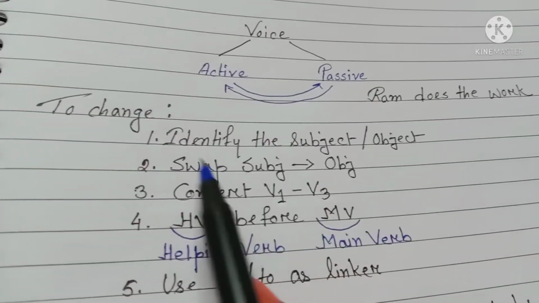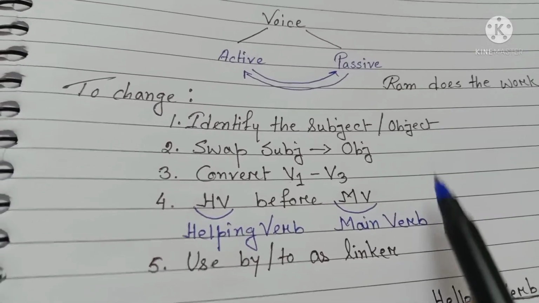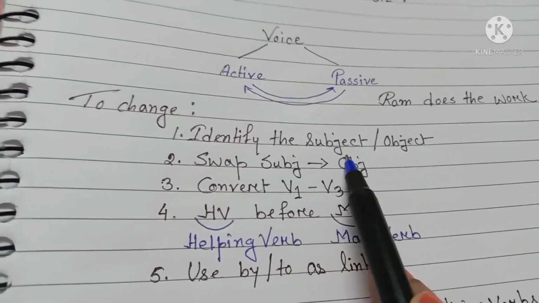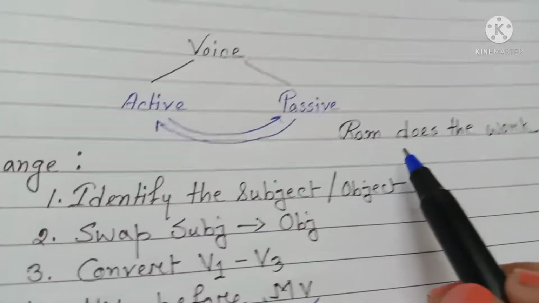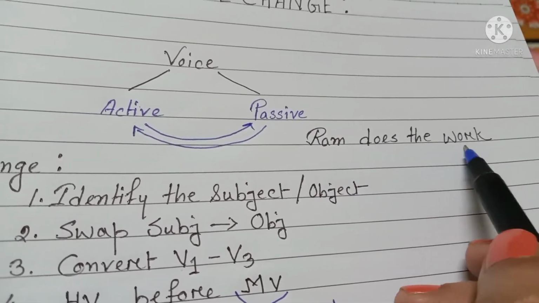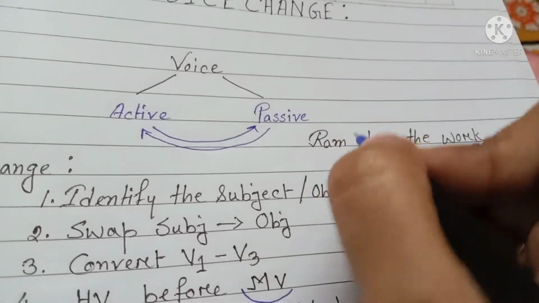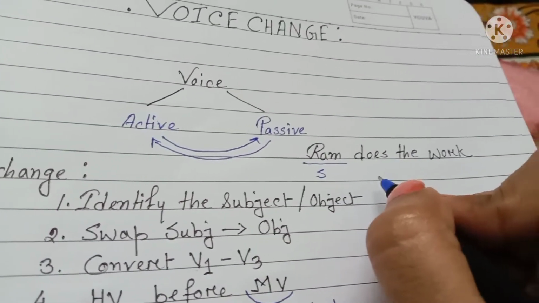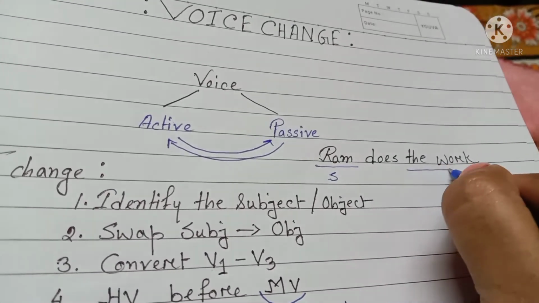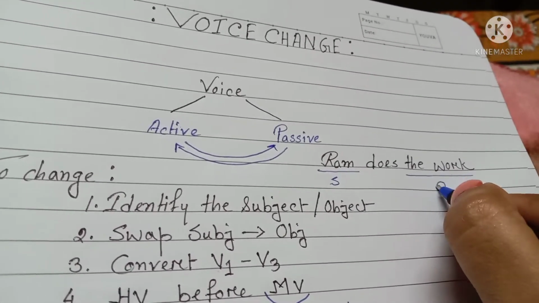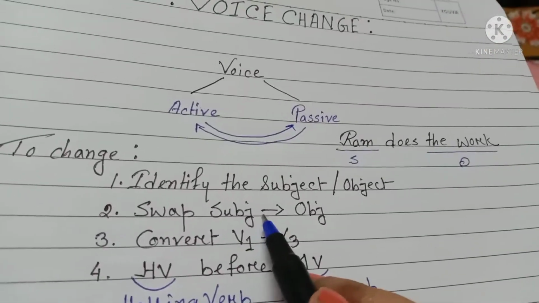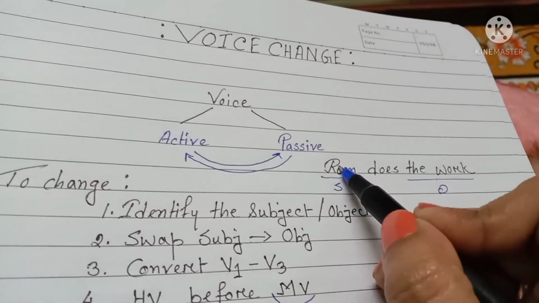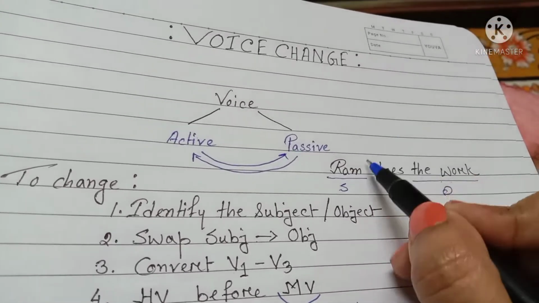There are 5 rules you have to remember, and the first one is to identify the subject and object. Let's see this sentence: Ram does the work. Here, which one is the subject? Definitely Ram is the subject. And which one is the object? The work is the object. Then swap the subject and object. It means we have to change the subject into object and object into subject.